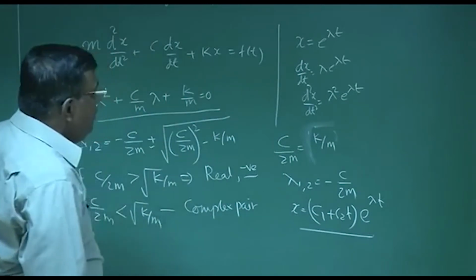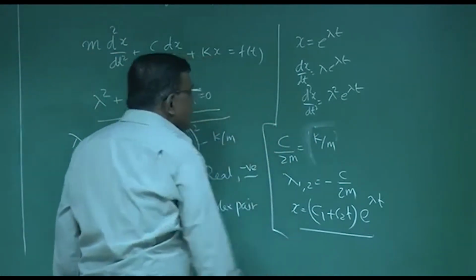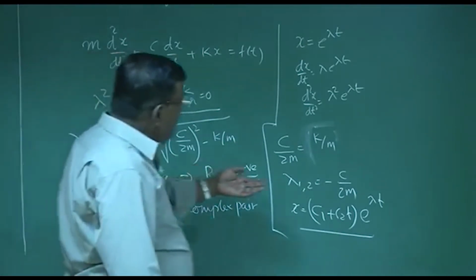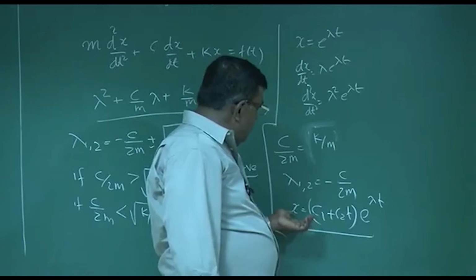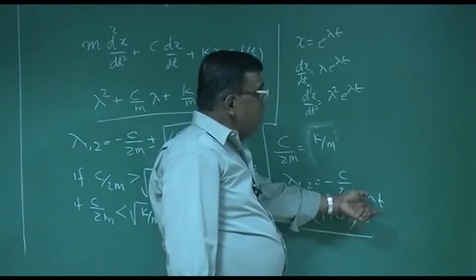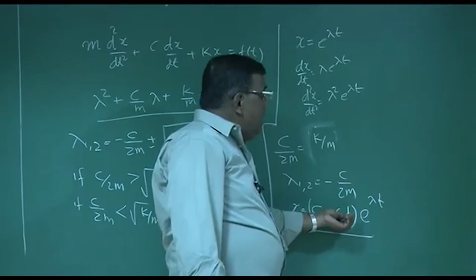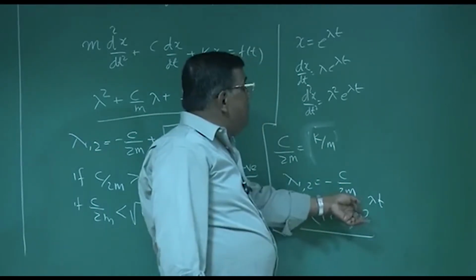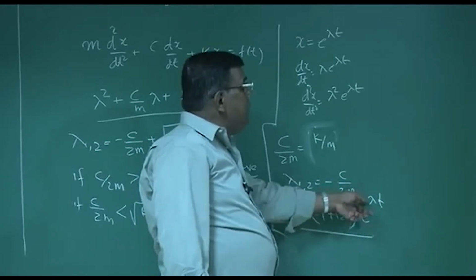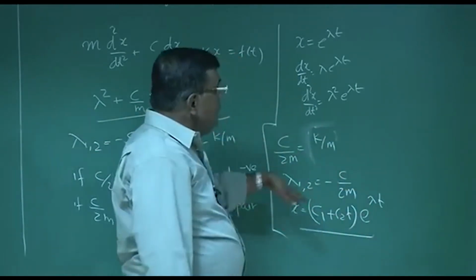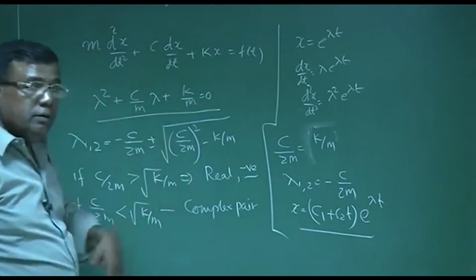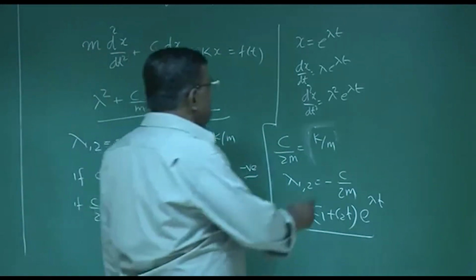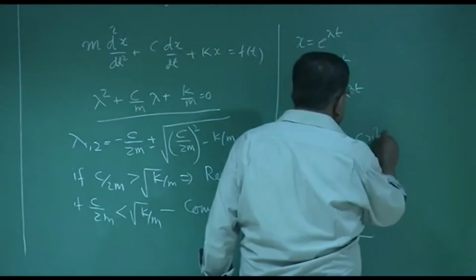I am focusing on this case when c by 2m equals under root k by m, and the roots are negative and repeated. The solution will be like this: (C1 plus C2 t) into e to the power lambda t. As time goes to infinity, this product increases, but when lambda is negative, e to the power lambda t decays faster. So your amplitude x goes on decreasing. And this is typically the critical damping case.